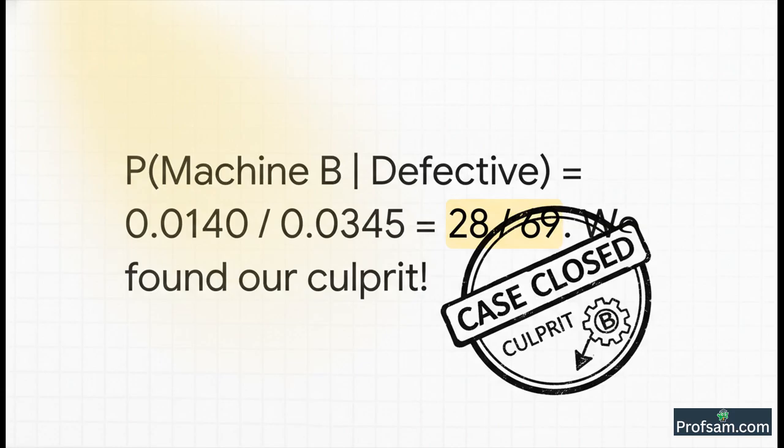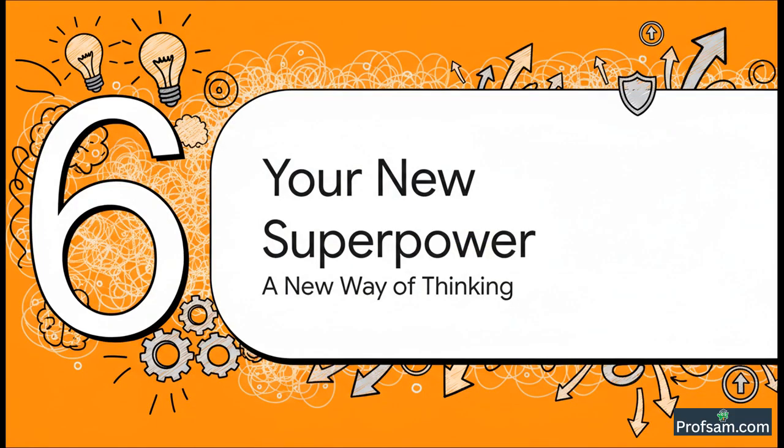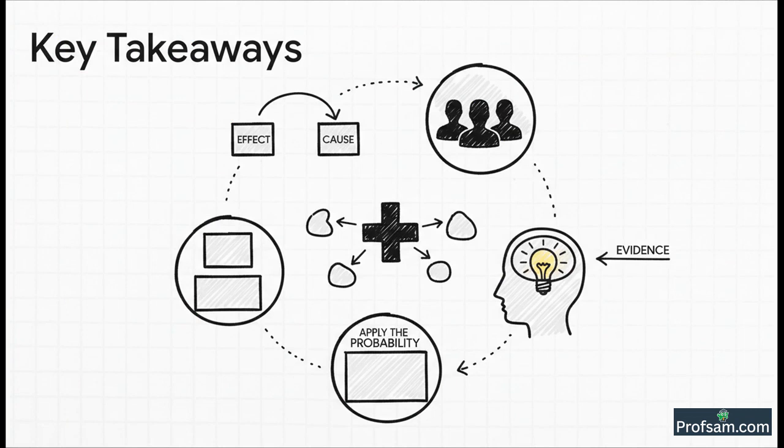You are doing great. So what have we really learned today? You haven't just learned some mathematical formula. You've actually learned a whole new way of thinking. You've gained a mental superpower for updating your beliefs based on new evidence. Let's just quickly recap the main points. Remember, Bayes' theorem is for working backwards, from effect to cause.